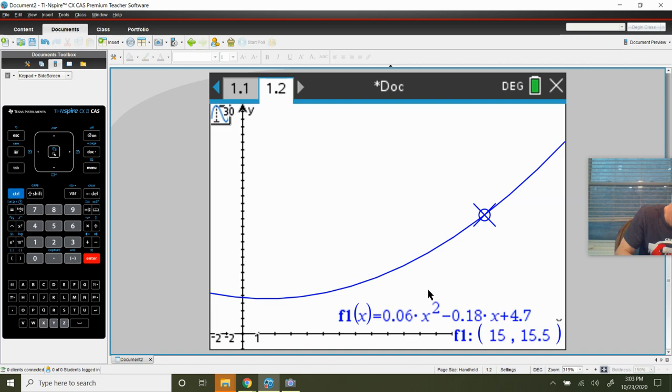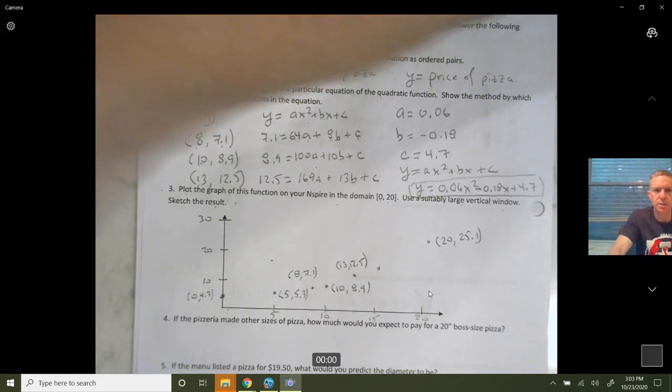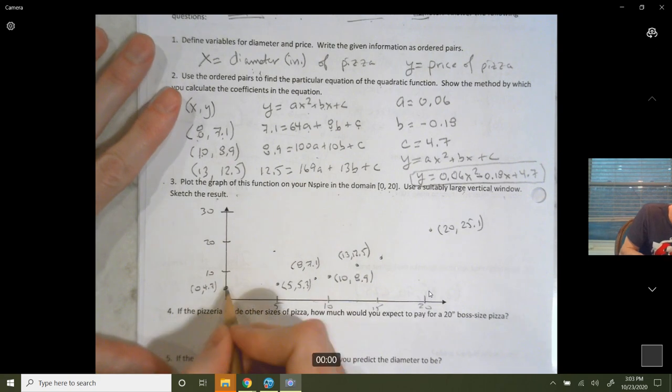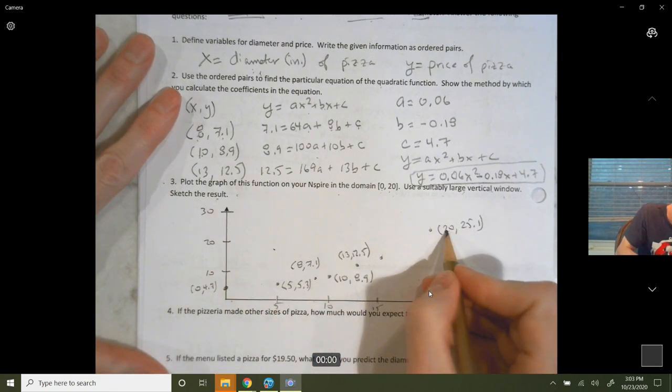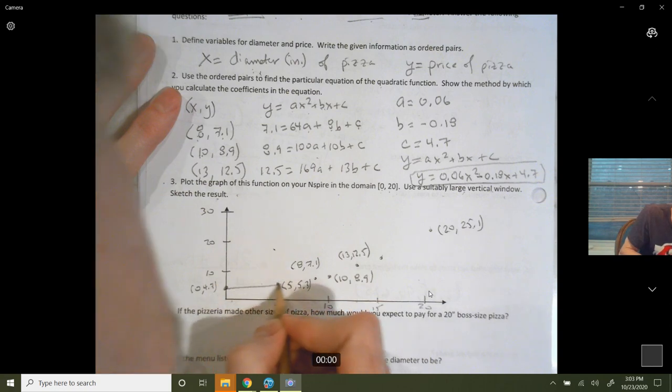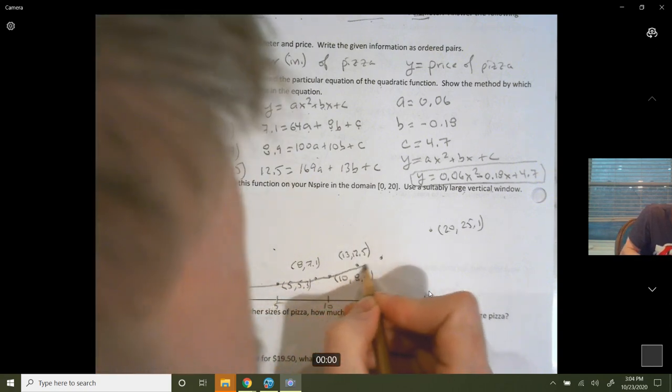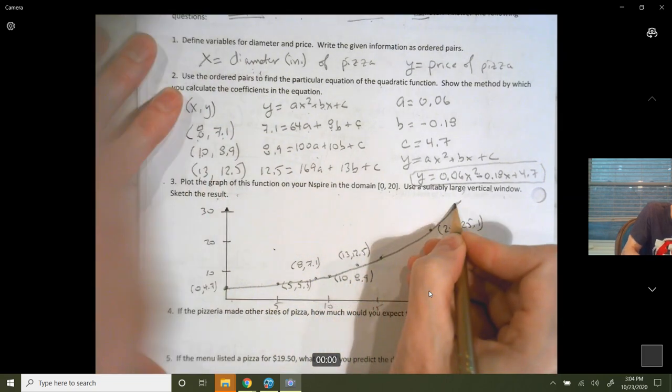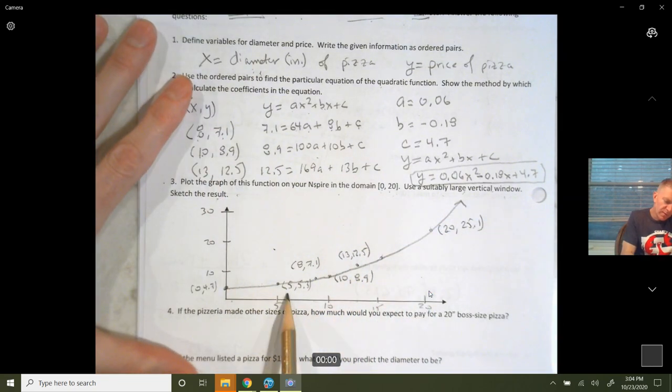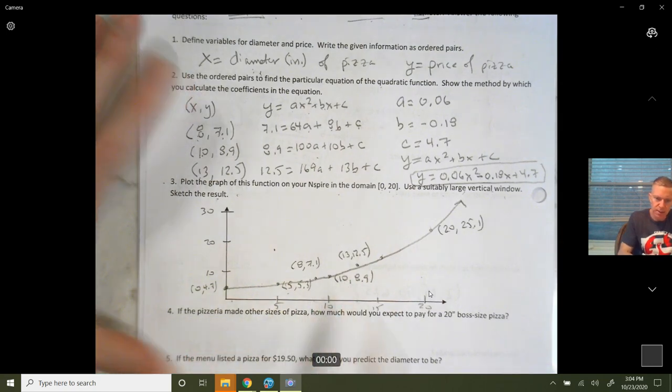15.5. That's right here. Let's go to what happens at 20. 25.1. Okay, let's go back to my page. You can see what I just typed in. I typed in these points and I labeled them out, 20, 25.1, and we can kind of see going through these points. I did my best to eyeball it. It's not perfect. So 5, 5.3. Of course, doing this freehand is not the easiest.